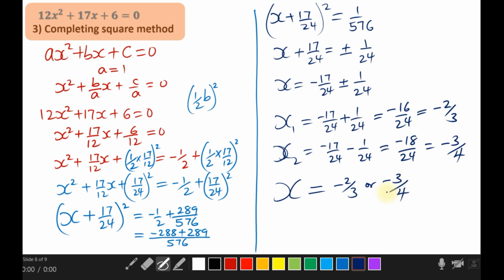And that's how we use the completing the square method to solve a quadratic equation. So, among the three methods, I hope you have followed clearly and you have understood how to follow each method step by step.